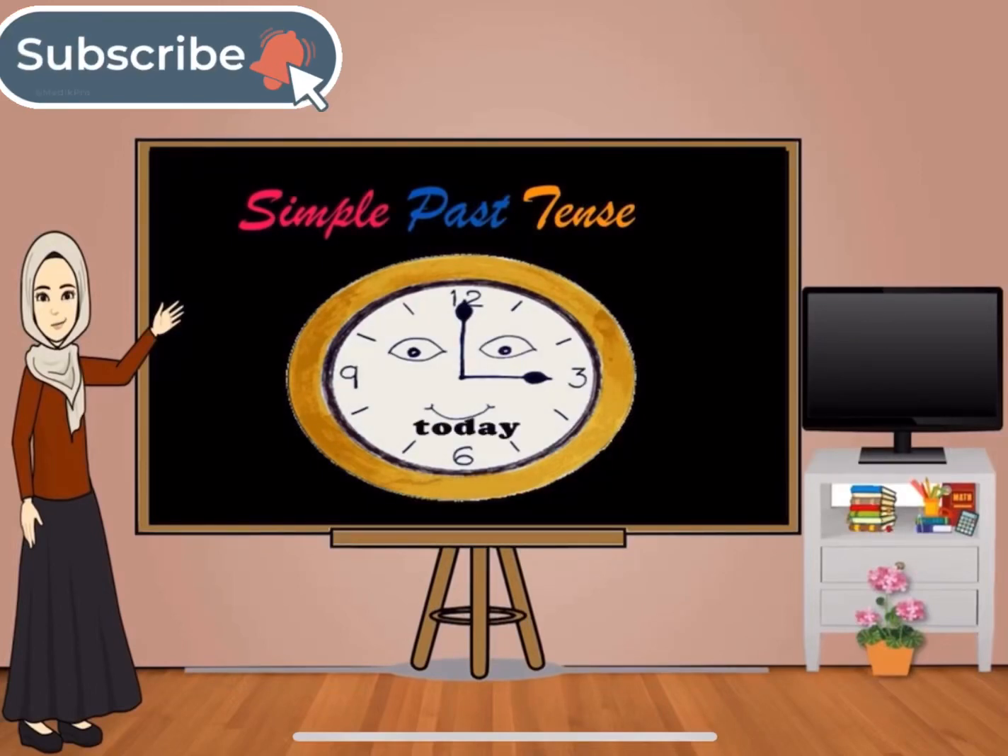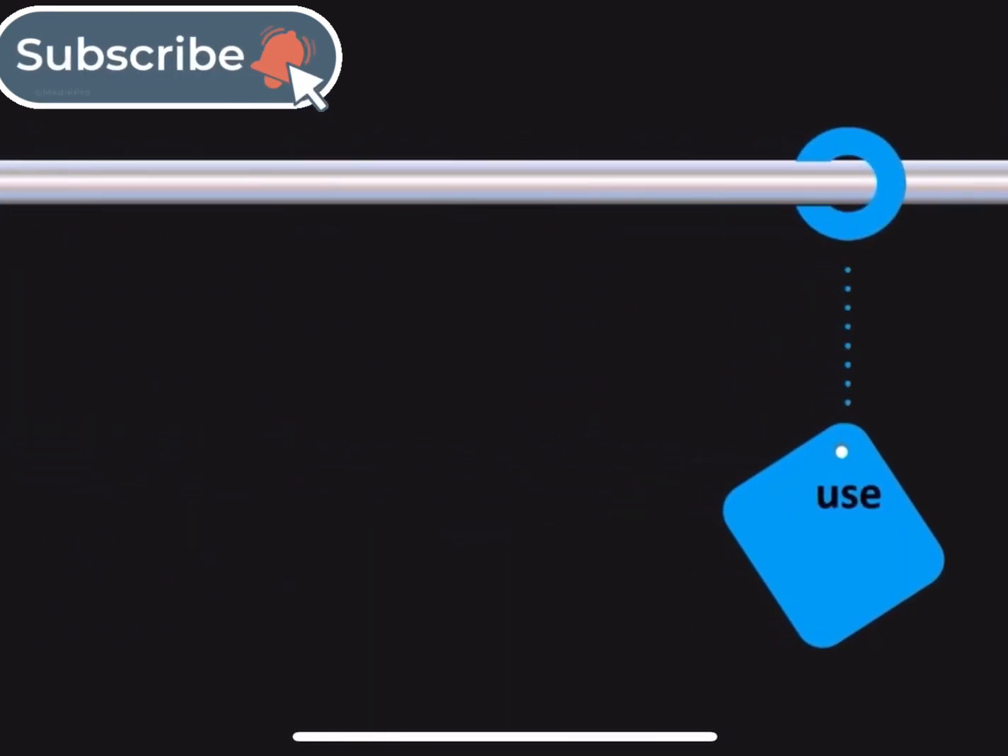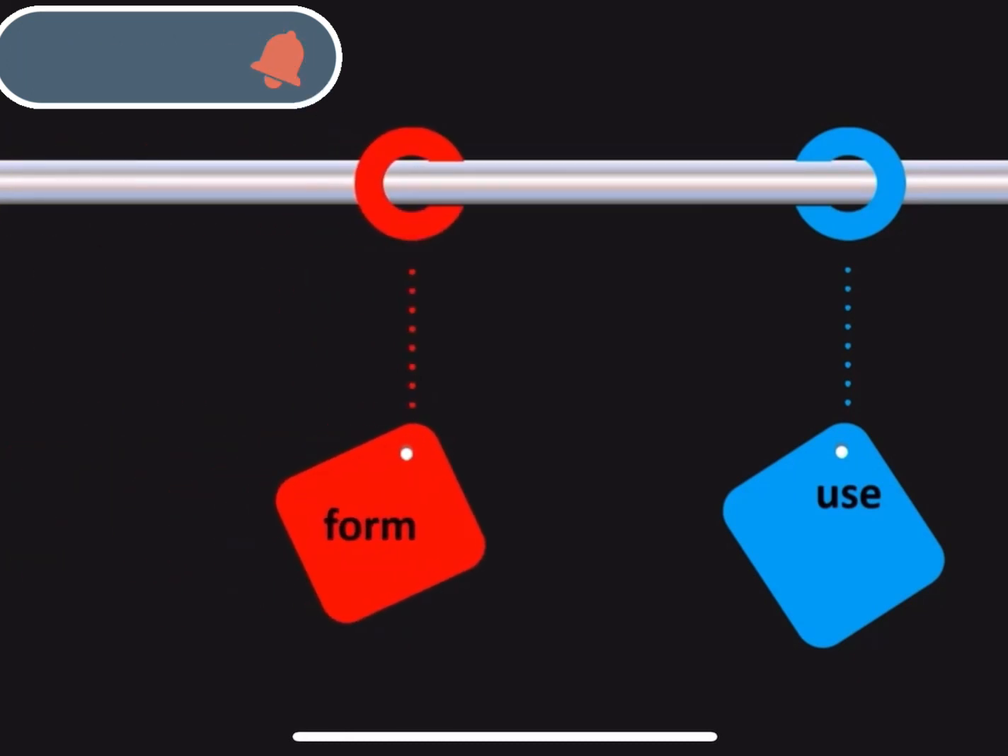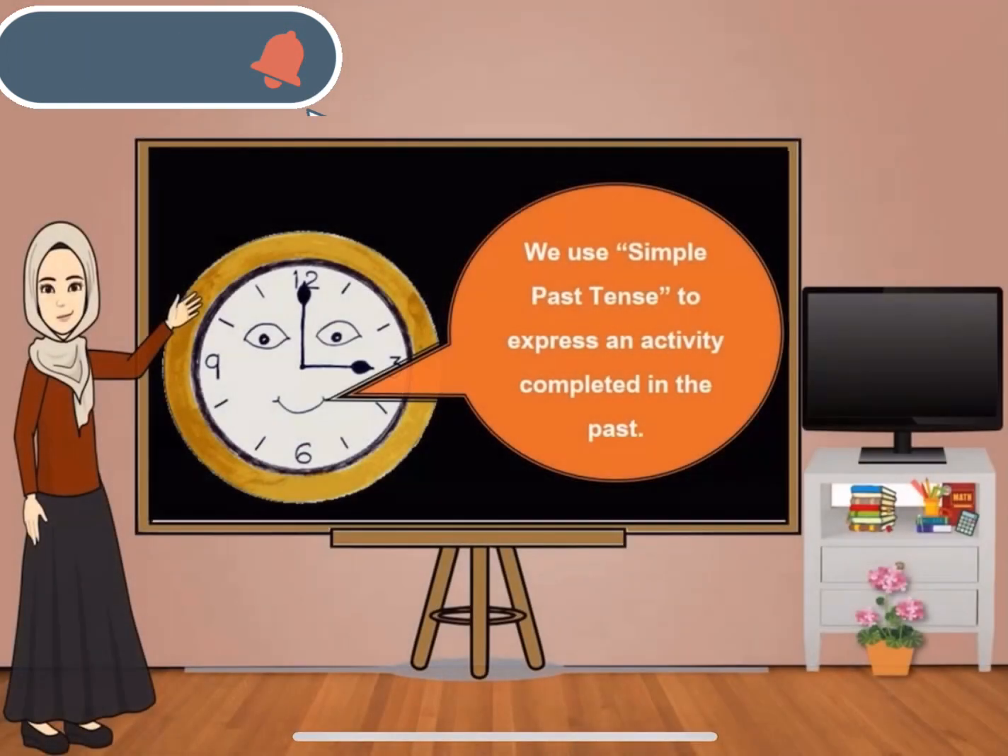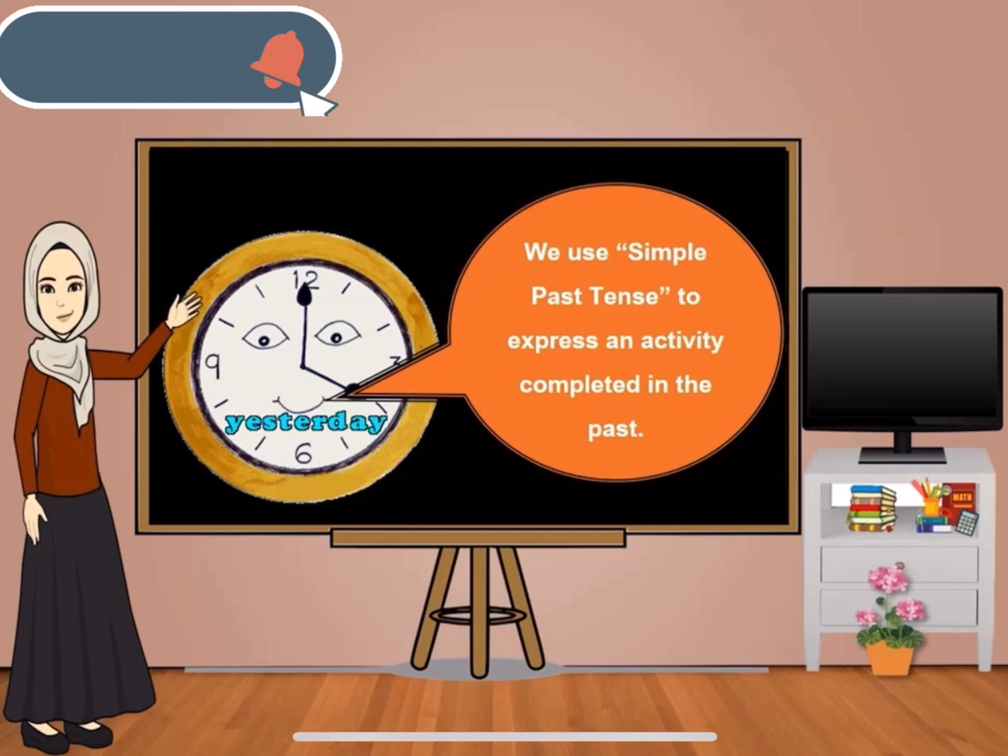In Unit 3, we studied the past simple tense. And when we study any tense, we should focus on these two important points. The first thing, the use of this tense, then the form of the tense. So we use the past simple tense to express an activity that completed in the past.